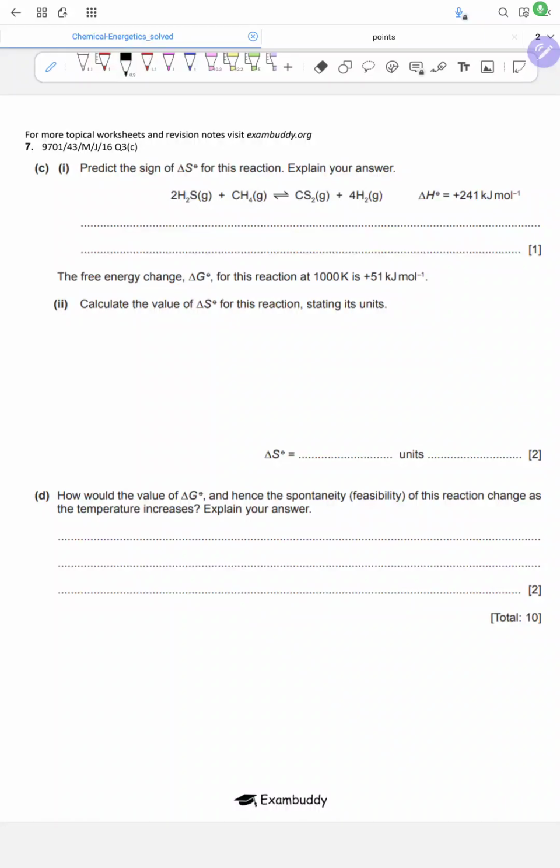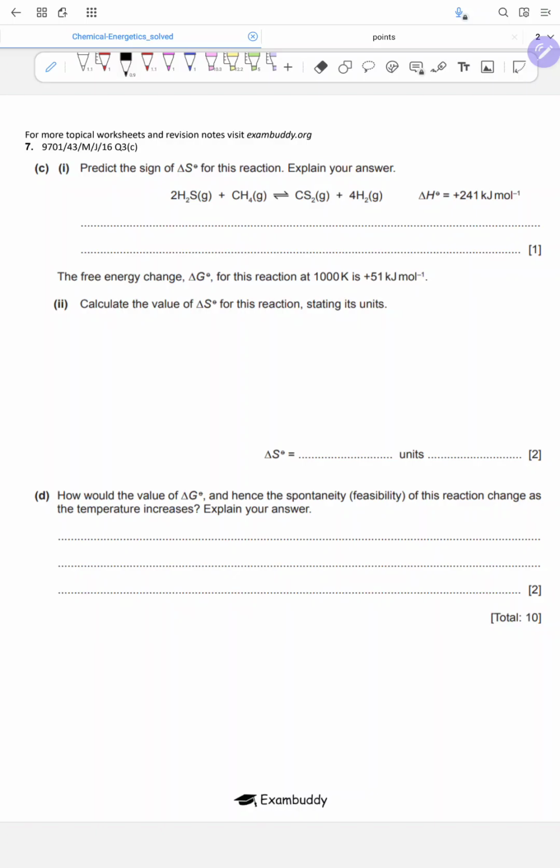So today I will be solving a chemical energetics question from A2 level. This is the paper, the 2016 May/June paper, variant 4.3. All right. Predict the sign of the standard enthalpy change for this reaction. Explain your answer. This is one of the most standard questions you will face in your exam.